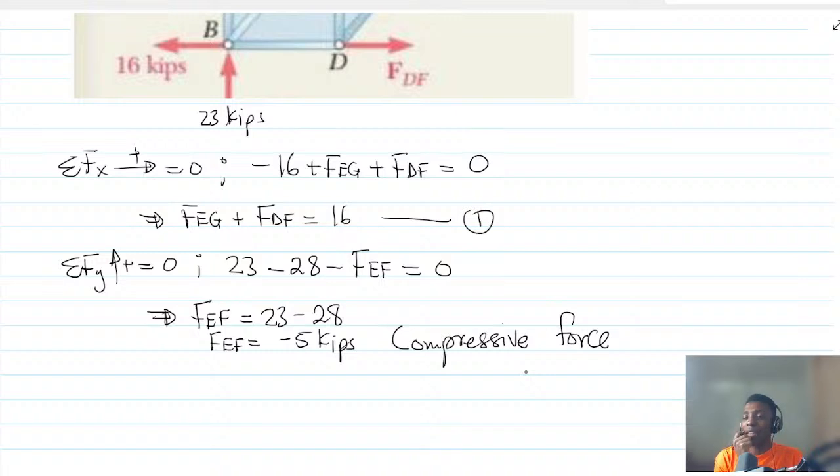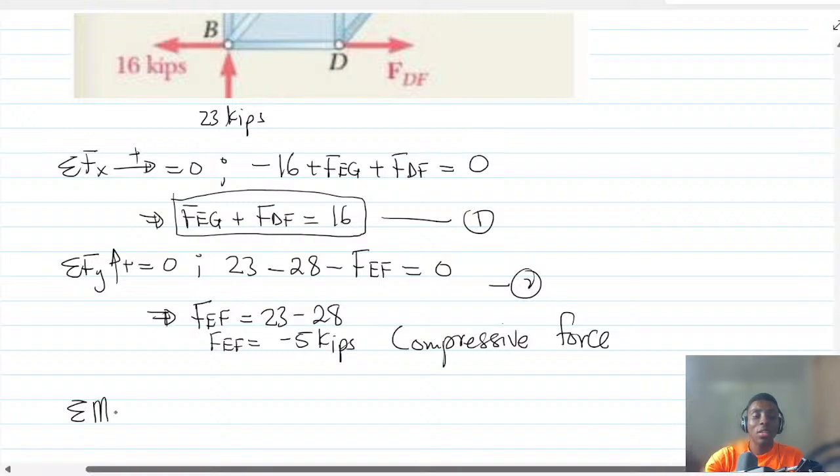So because it is negative, you can say that this is a compressive force. Why? Because it is negative. Okay. And then, now don't forget that we have two unknowns with one equation. So we need another extra equation, which will come from what? Moment. So let's solve moment.